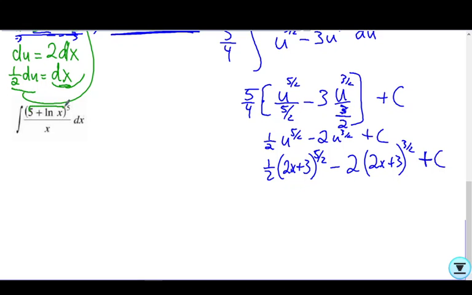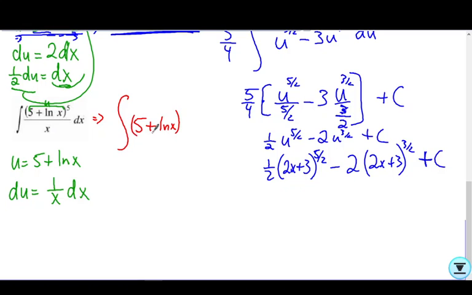So I'm going to pick this right here to be u. So u equals 5 plus the natural log of x. So du equals 5 is 0, the natural log of x, the derivative is 1 over x dx. Okay? So it almost looks like I don't have what I need, but we can rewrite my integral like this: 5 plus the natural log of x to the fifth times 1 over x dx. Because dividing by x is the same thing as multiplying by its reciprocal.